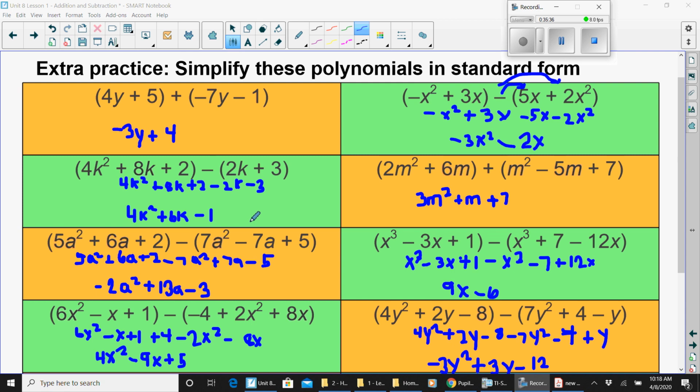This one right here is 4k squared plus 6k minus 1. And when I distributed, I got negative 2k and minus 3. And I combine like terms. This is just straight 2m squared plus m squared is 3m squared, 6m minus 5m is plus m, and then plus 7.